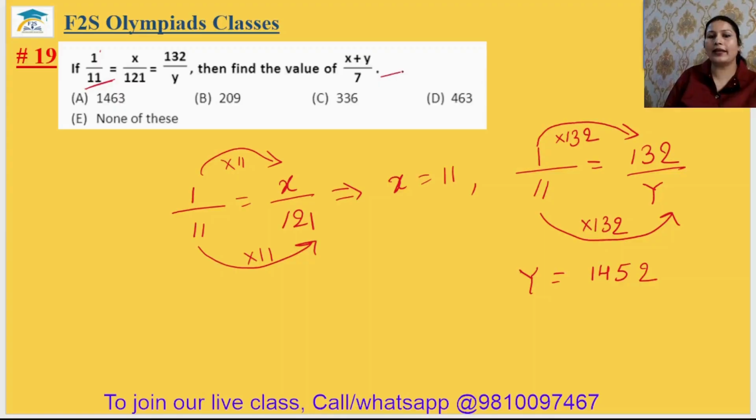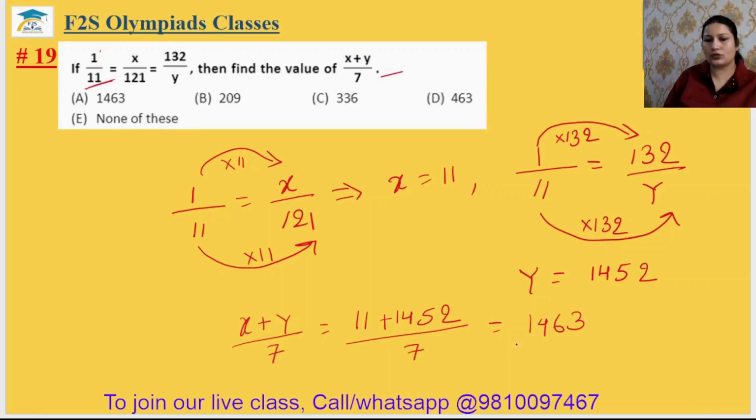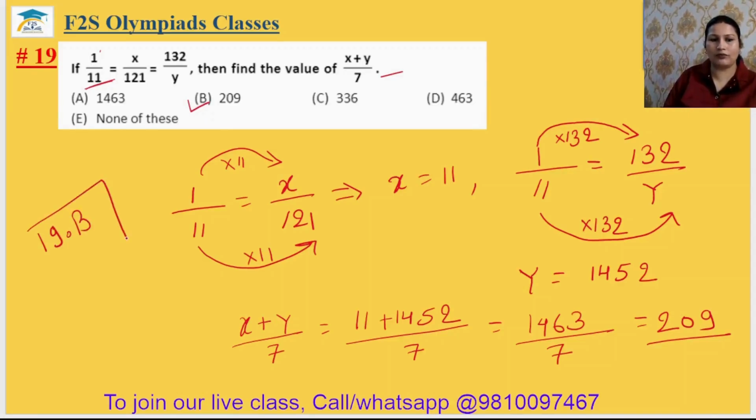Now we have to find x plus y upon 7. So x plus y upon 7 means 11 plus 1452 upon 7. That is 1463 divided by 7. 7 2s are 14, 7 9s are 63, so we get 209. This is in option B. The 19th answer is option B.